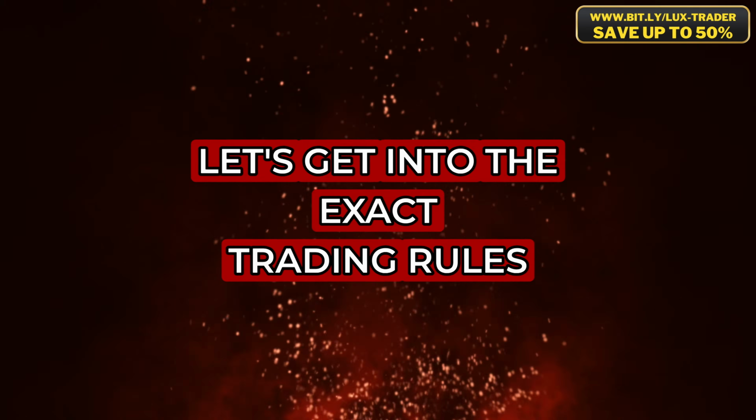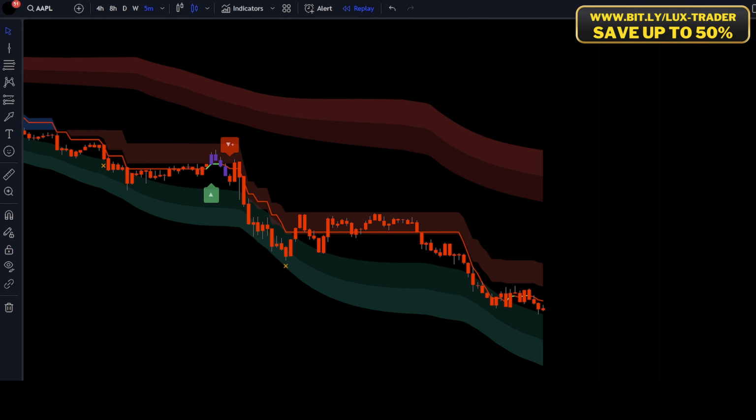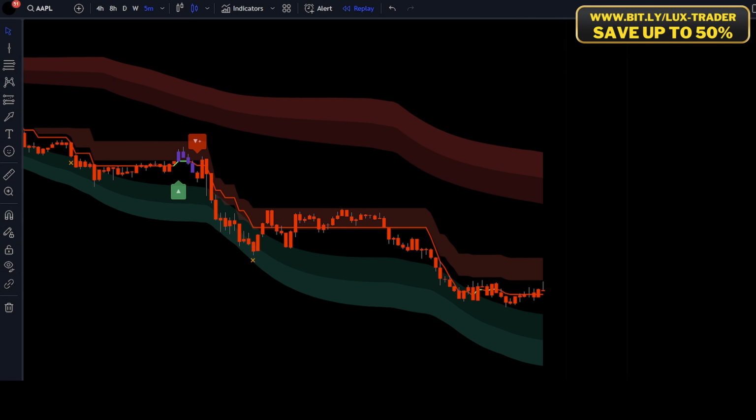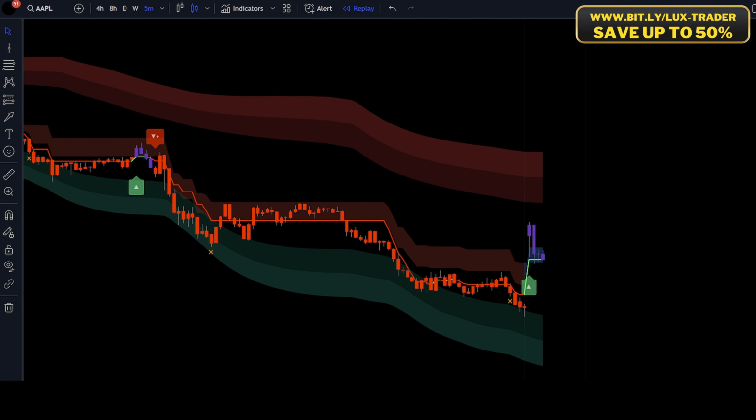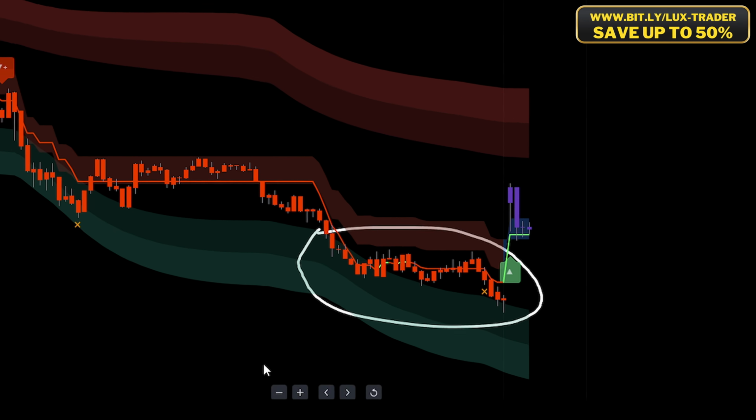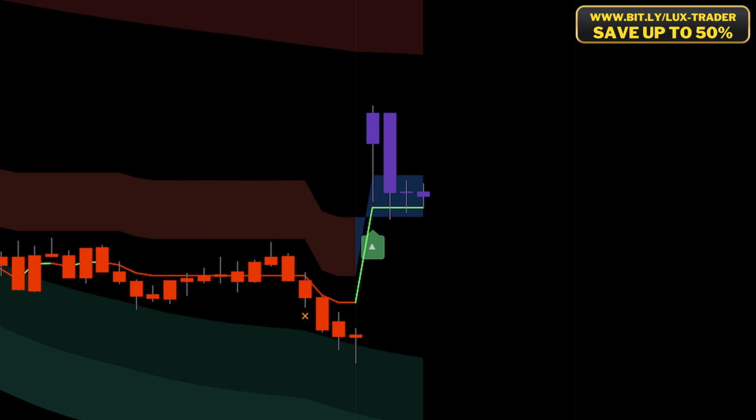So, when exactly should we enter long or short trades? Here are the exact rules for a buy position. Make sure to pay close attention to every single one of them. First, ensure the price action enters and completely exits the green reversal zone. This step shows the market is preparing for a bullish reversal. Second, wait for a green buy or strong buy signal. This confirms the upward momentum.